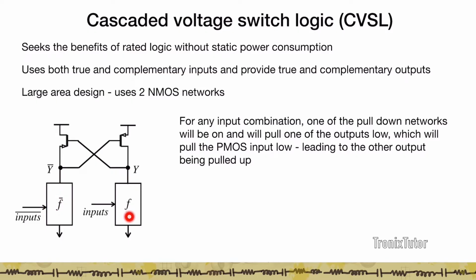So when Y is pulled down, it turns on this PMOS, which pulls up Y bar to 1. And when Y bar goes to 1, this PMOS shuts off. So there is no leakage in this path because the F bar network is down. There is no leakage in this path because this PMOS is turned off. And therefore this circuit looks like a static CMOS because there is no static leakage in either of these paths between VDD and ground. Obviously the gate is a much larger gate because I have to create two NMOS networks.